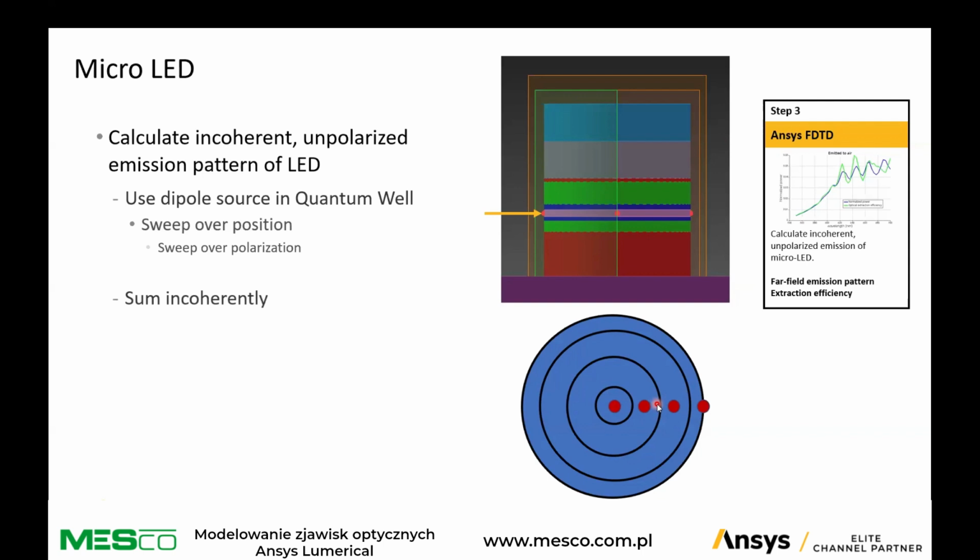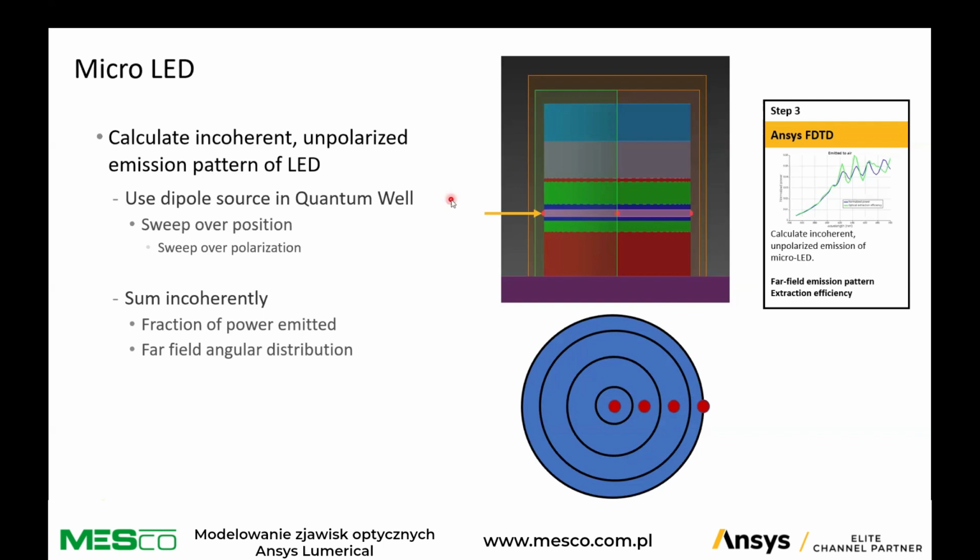And then again, as we just discussed, once we run the simulations over position and polarization to extract the incoherent unpolarized emission of that LED, we can sum incoherently to get these unpolarized incoherent results, and we can extract information like what is the fraction of power that is emitted by this LED, and also what is the angular distribution emitted by that LED, so the field intensity distribution emitted by that LED.